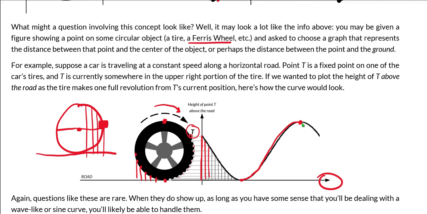That would be this peak point here. And then of course the height of T above the ground will start to decrease, and eventually it will reach the same height at which it started when the wheel has done one full turn. So that's what one of these questions might look like. They might actually ask you what the graph or curve would look like if you were plotting the height of some point above the ground, or above the horizontal diameter of some wheel, as the wheel spins.